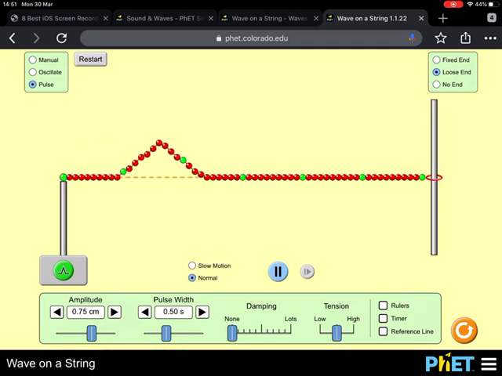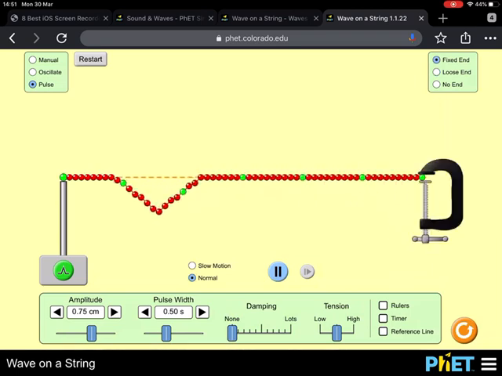So if I send a pulse and we've got a loose end, notice how the wave does not get inverted. So if the pulse approaches the pole on the right above the equilibrium position, it gets reflected, but it's still above the equilibrium line. Whereas if I change the end to be a fixed end that can't move, notice how the pulse is inverted. So here the pulse is moving towards a fixed end above the equilibrium, gets reflected and goes backwards below the equilibrium line. I'm going to set the end to be a loose end.